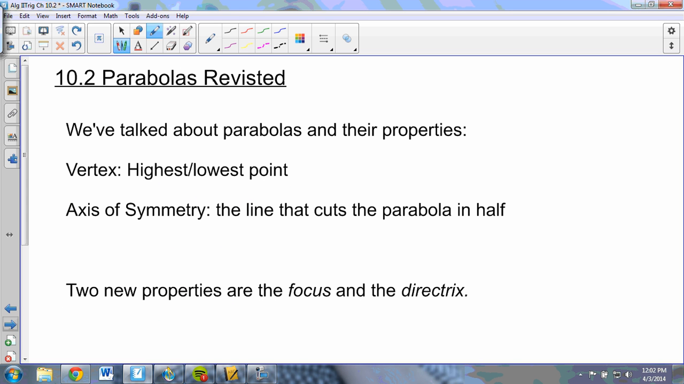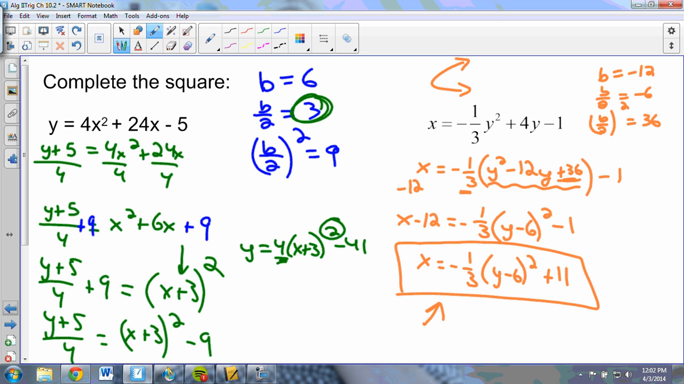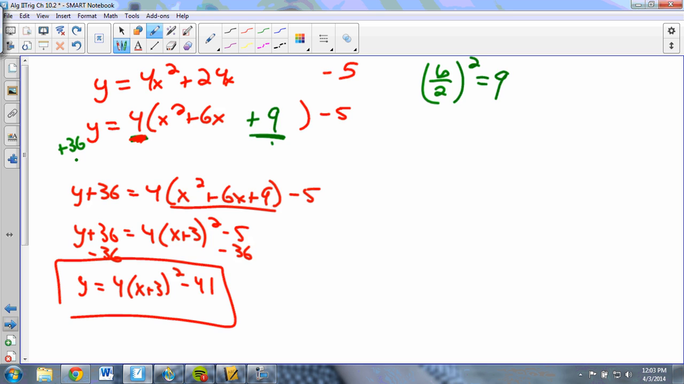Yeah? So would the vertex be 11,6? Oh, that's a great question. The vertex is 11,6. Very good. Because that's still the y coordinate. It's next to y. That's the y coordinate right there because it's next to y. That's the x coordinate. The vertex is 11,6. We'll get there. We'll talk about that.